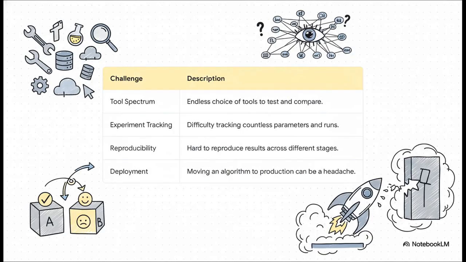And why is it so hard? Well, it really boils down to a few major headaches. These 4 big hurdles you see here. First off, the sheer number of tools out there is just overwhelming. Then you've got the nightmare of trying to keep track of every little experiment you run. And of course, there's the classic "it worked on my machine" problem, reproducibility is a killer. And finally, just pushing the button to deploy it? Yeah, that can be a mess all on its own.